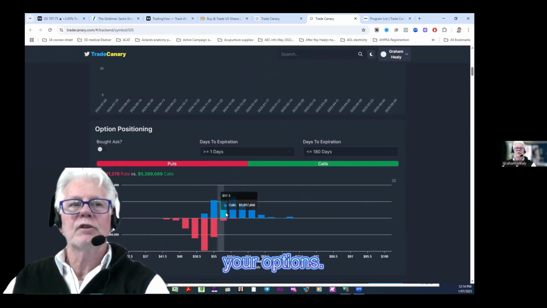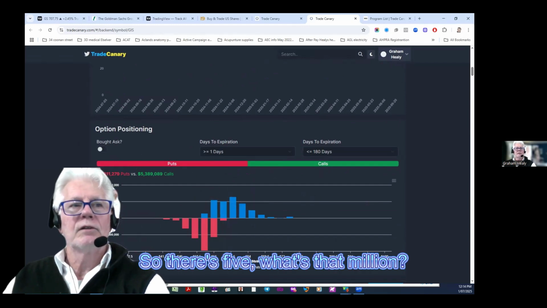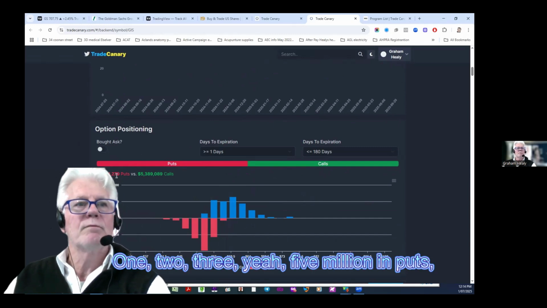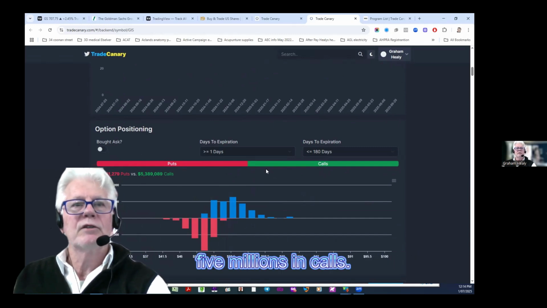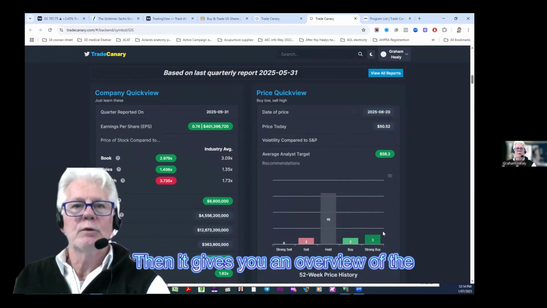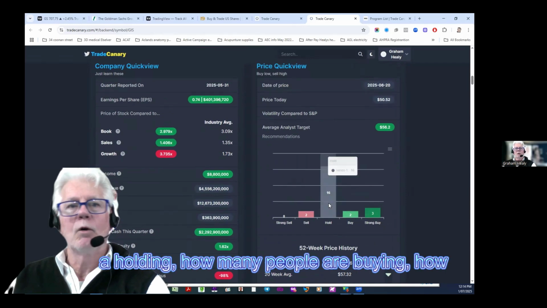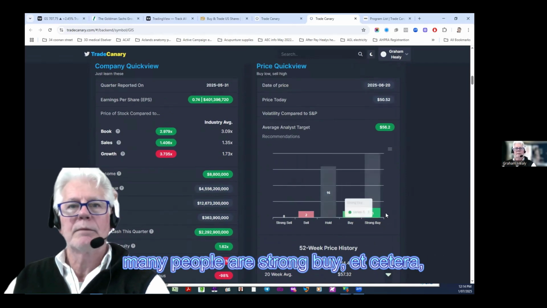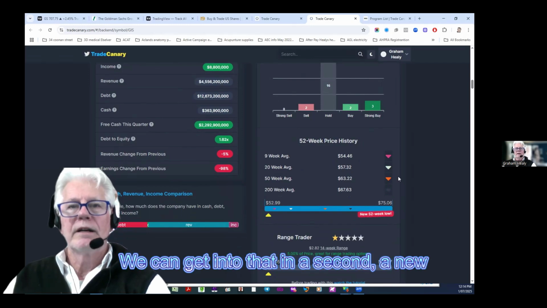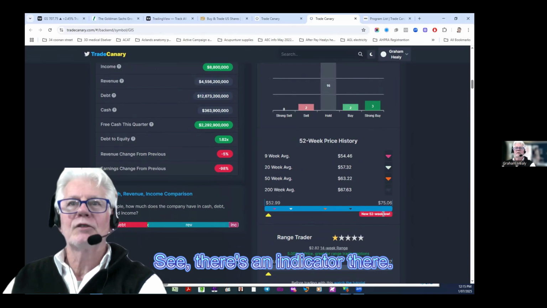And there's your options. It gives you an overview of options, put to call ratios. So there's 5 million in puts, 5 million in calls. So they're pretty even at the moment. Then it gives you an overview of the company. How many people have got a holding, how many people are buying, how many people are strong buy, etc. 52-week histories. We can get into that in a second. A new 52-week low. See, there's an indicator there.